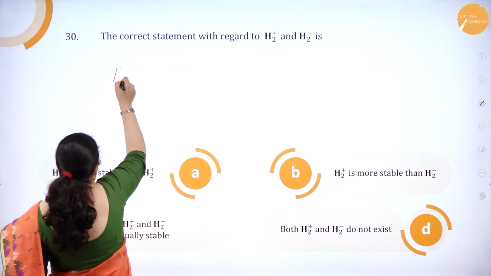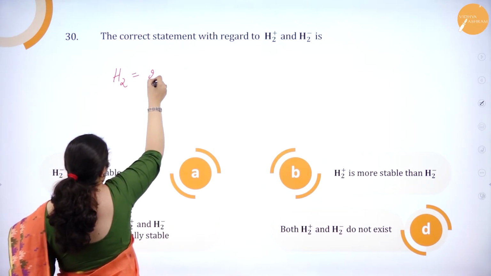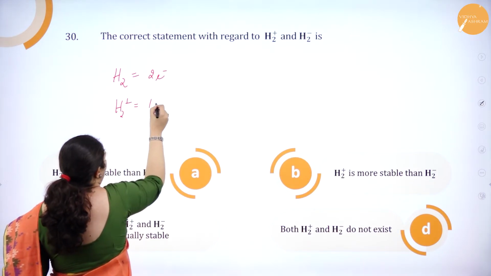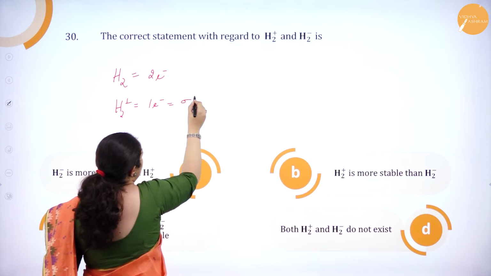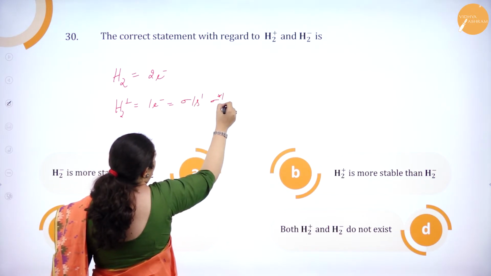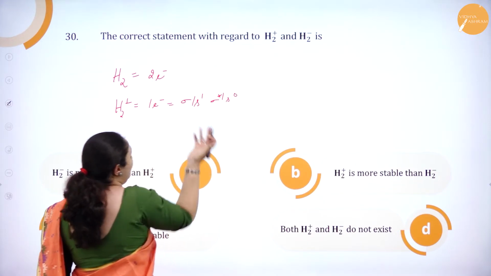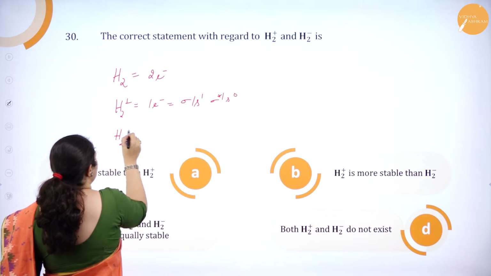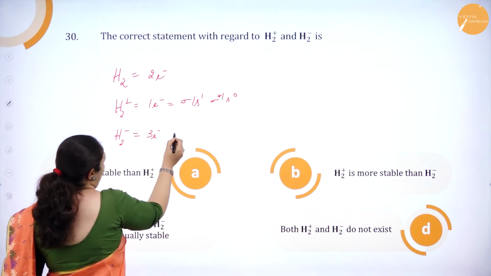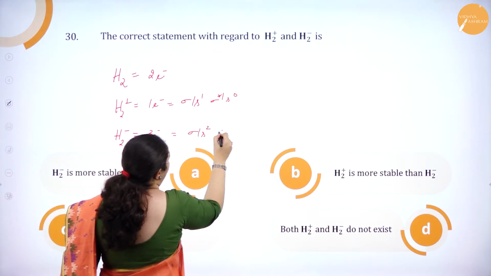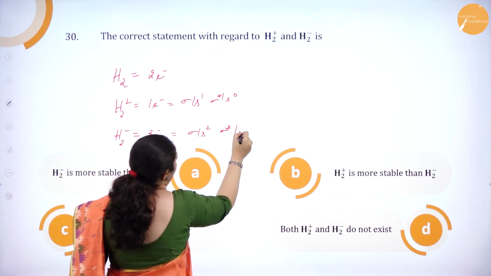First of all, hydrogen H2 has only 2 electrons. So H2+ means it has only 1 electron. So it is sigma 1s1 and sigma star 1s0. Only 1 electron is there. Then H2-, that means it contains 3 electrons. So it is sigma 1s2 and sigma star 1s1.